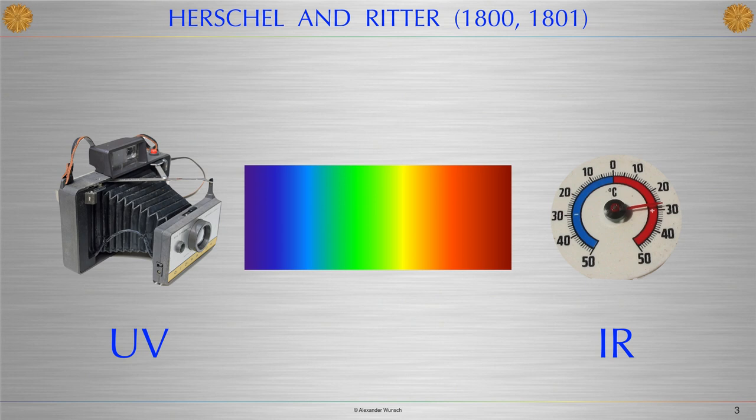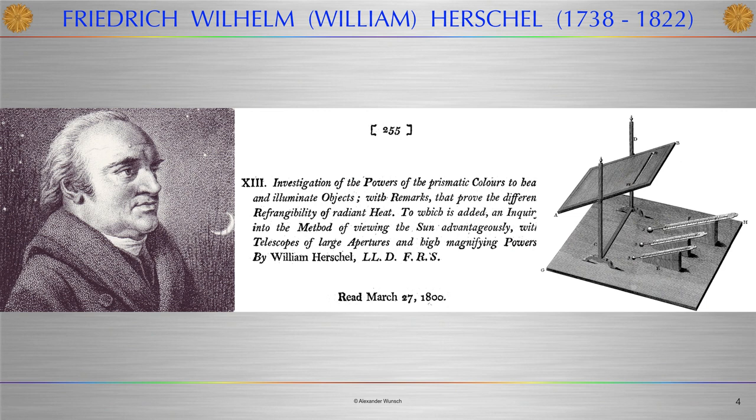You can see on the one side here we have a photographic apparatus, a camera, and this was necessary to display the short wavelengths. And on the other side you see a thermometer. This is what Friedrich Wilhelm, later William Herschel, did in 1800, right in the beginning of the 19th century. He was an astronomer, and he discovered the infrared radiation by projecting a spectrum onto different thermopiles or thermometers, and discovered that beyond the red there is an even higher temperature rise on his reading instruments.